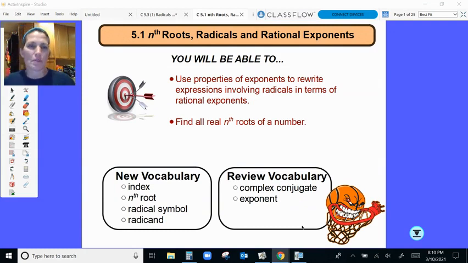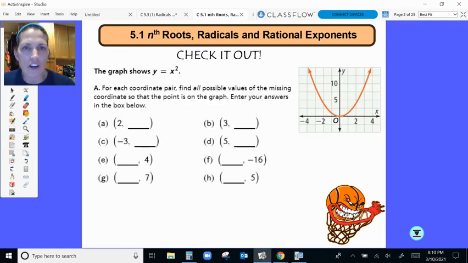Everybody, welcome back. We are going to begin Unit 5, nth roots, radicals, and rational exponents. We're going to start off by checking this out a little bit. So the graph is y equals x squared, and you know that the square and square root undo each other. For each of these coordinates, we're going to investigate something.